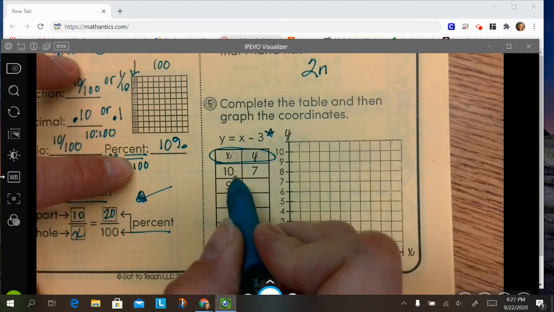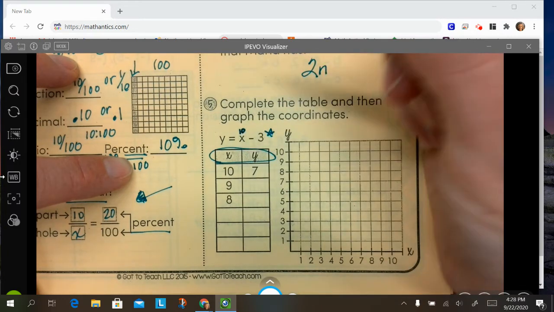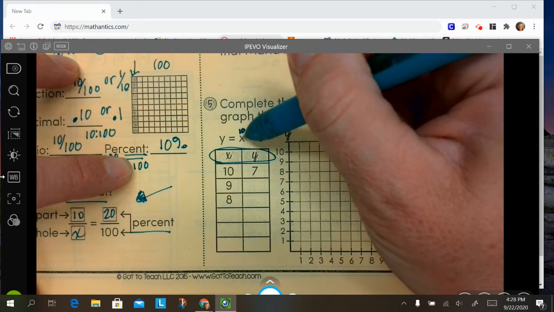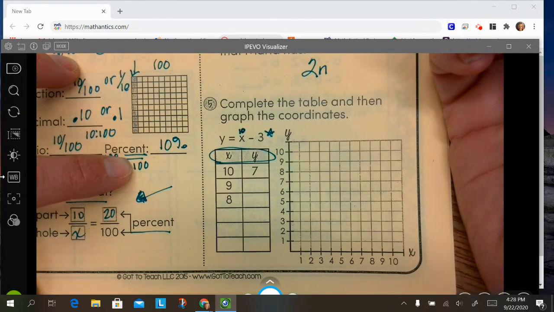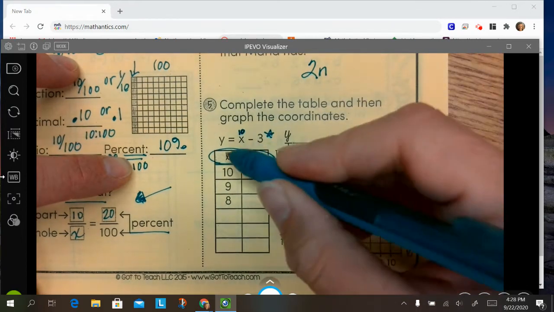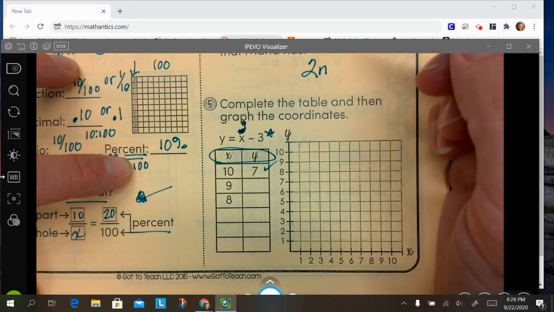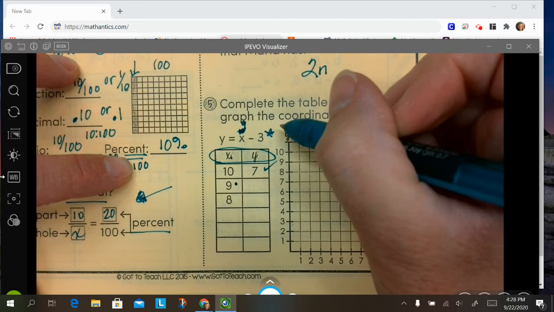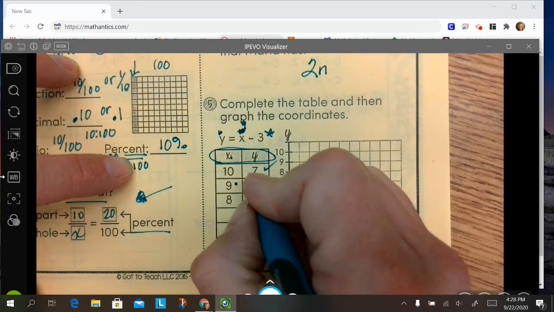All right, so let's see if this becomes true. If X is 10, so instead of this X being X, they're saying, oh, by the way, it's 10. Would Y be 7? Well, if X is 10, 10 minus 3 is 7. Yes, that becomes true. I agree. Now, what if X is 9? So now X is 9, and I know that because they told me. What is Y? Well, I don't know, but 9 minus 3 would give me 6. So I know 6 would work.